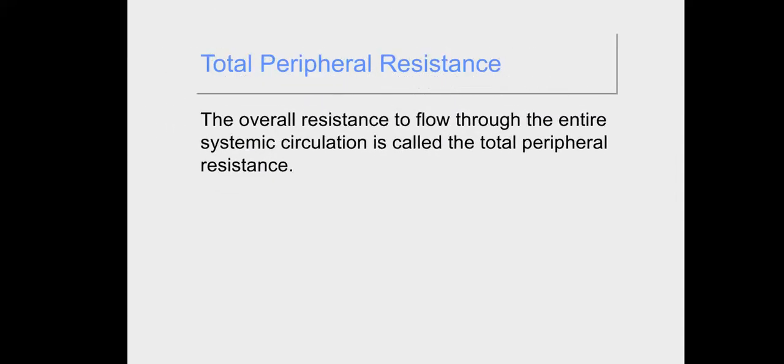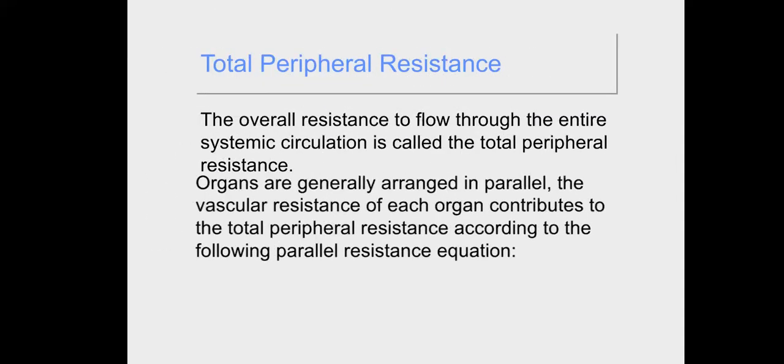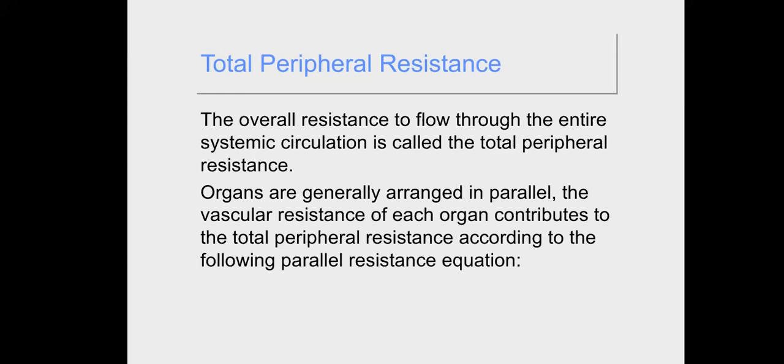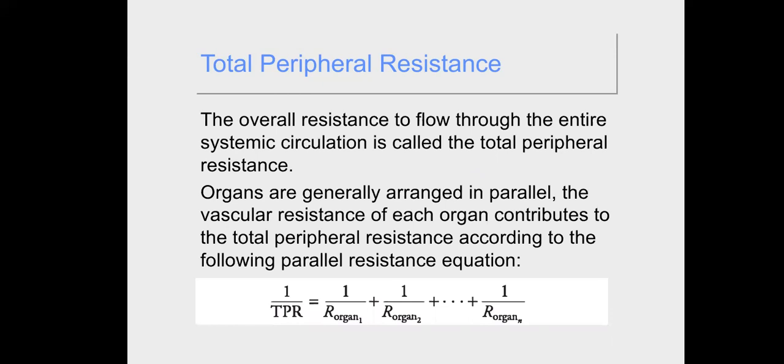When we add a resistance, the total peripheral resistance decreases. When we remove a resistance, the total peripheral resistance increases. It's in parallel. The same equation, right?